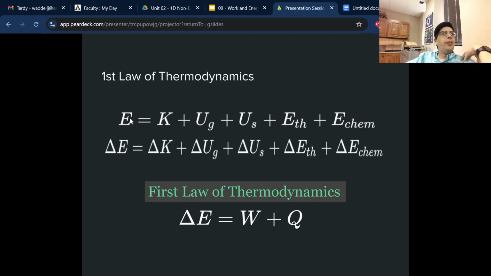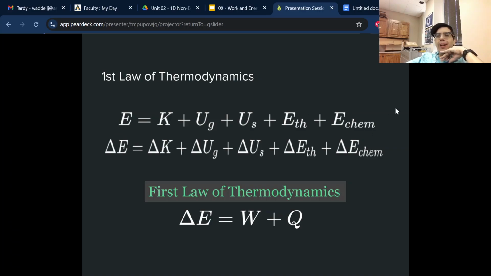And you get the total energy of a system by adding up all the kinds of energy that you could have. So maybe you've got kinetic energy in your system. Probably you do. Gravitational potential energy, spring potential energy, thermal energy, chemical energy, nuclear energy, electrostatic energy. All these different kinds of energies, many more than what you see written down on the screen right now.